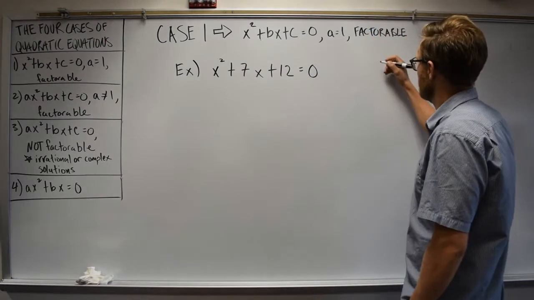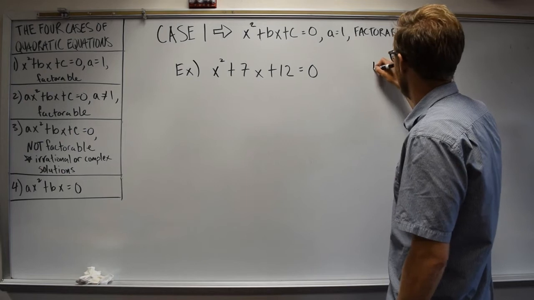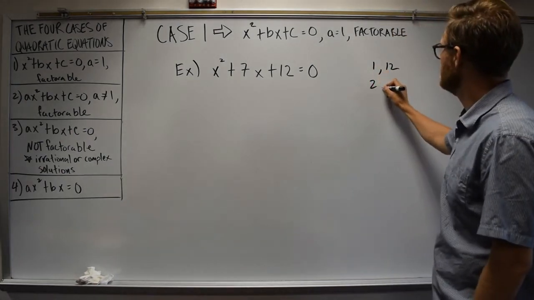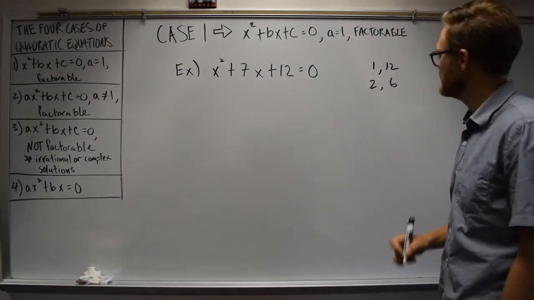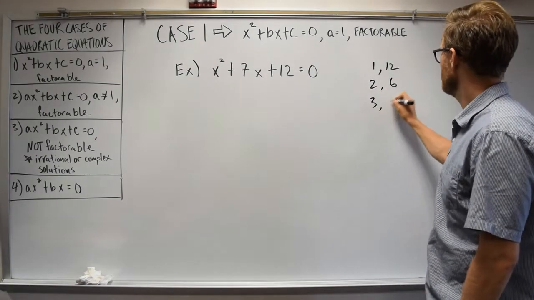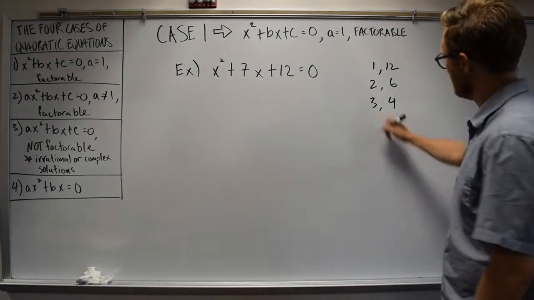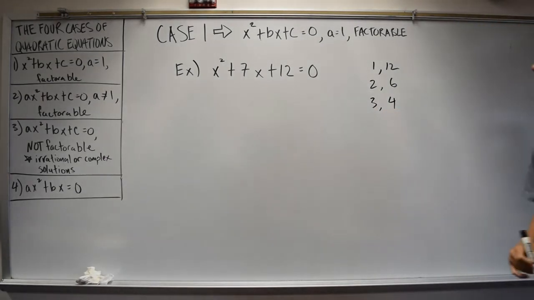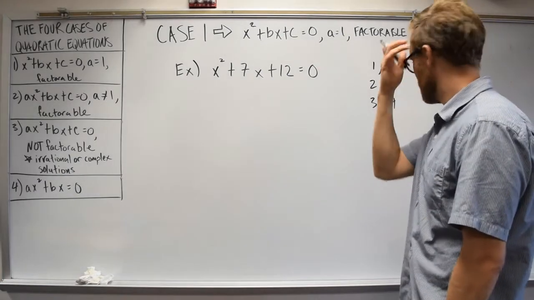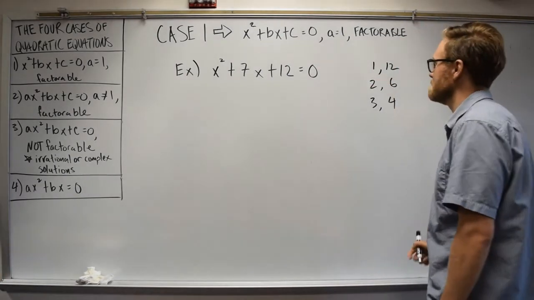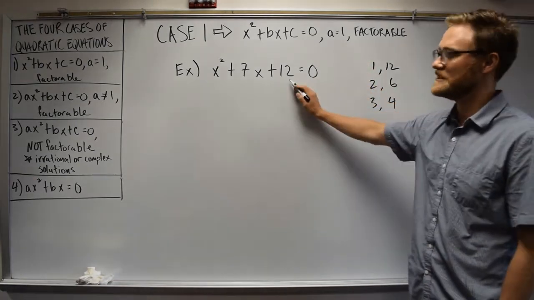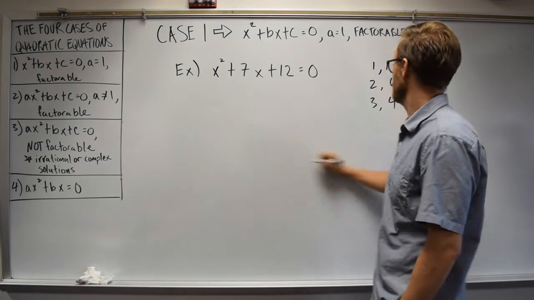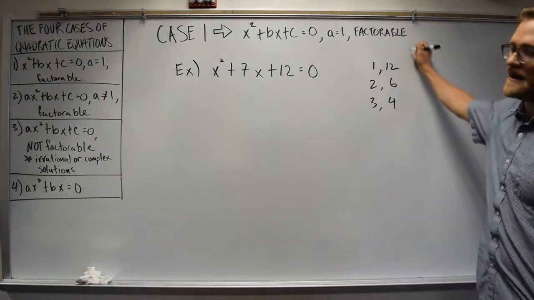So if I look at the factors of the constant, I have 1 and 12, 2 and 6, 3 and 4, and then if I do the next one, 4 and 3, they just repeat over again. So I want to think of 2 numbers that multiply to the c term and add up to the b term, that come from the factors that I have here.